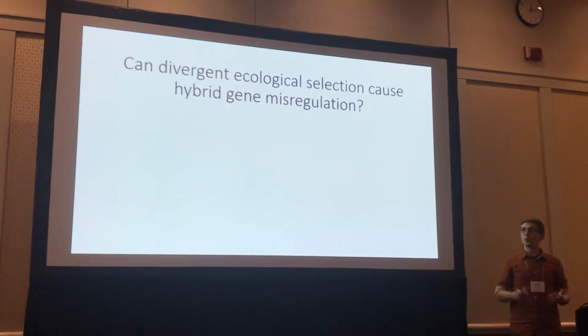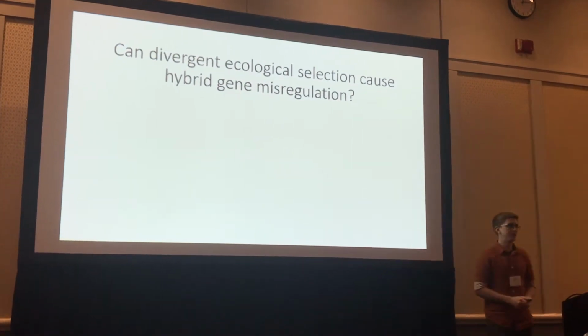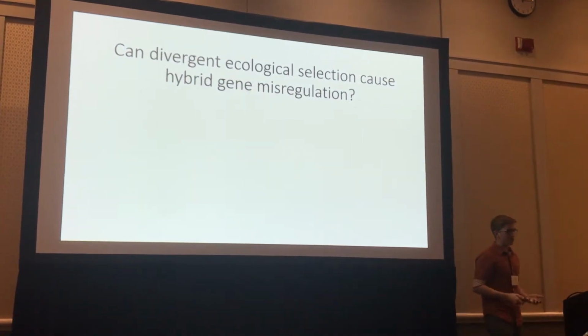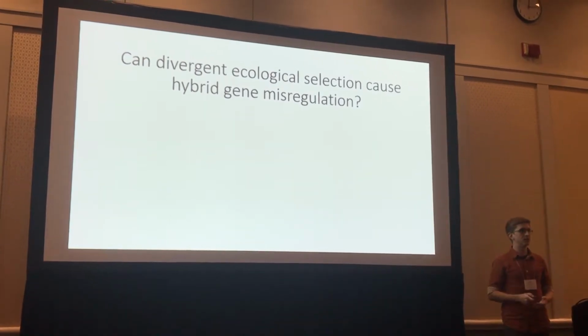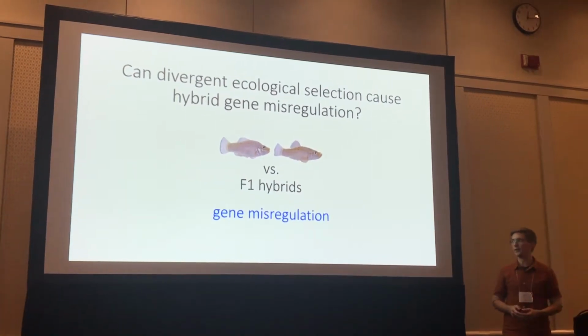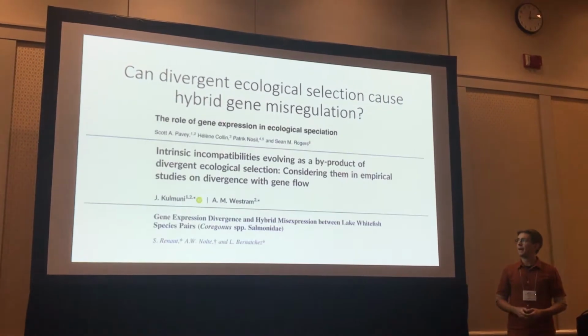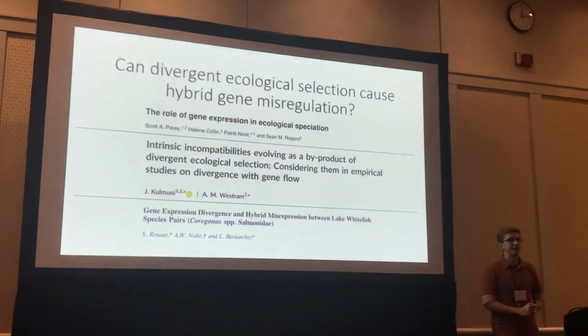And so this is my main question for today: can divergent ecological selection cause hybrid gene misregulation? And if it can, we might expect to find genes that are important for divergent adaptive trait development to show differential expression between species and misregulation in their F1 hybrids. And this question has been asked before, but I think remains unanswered largely.